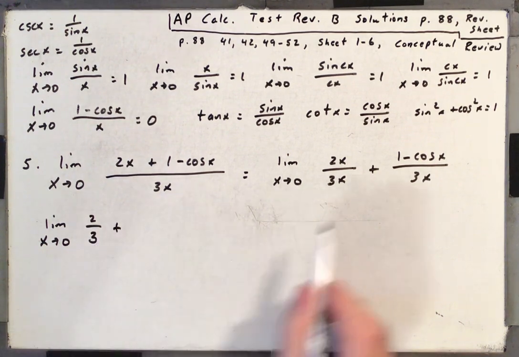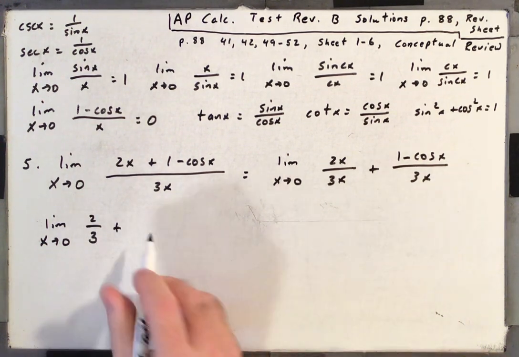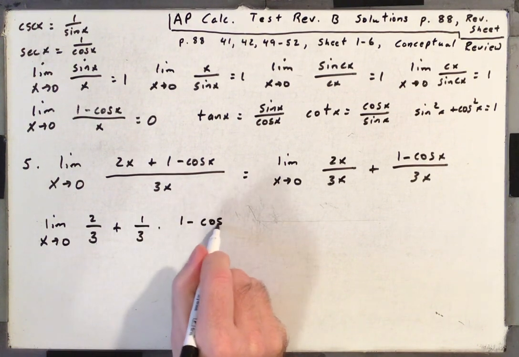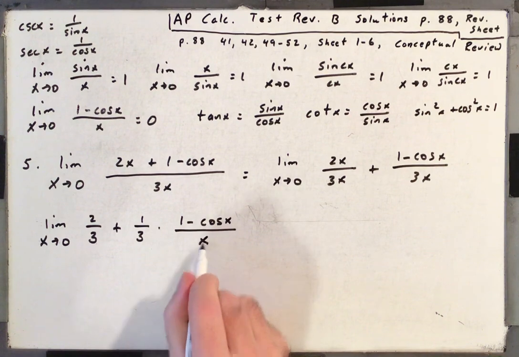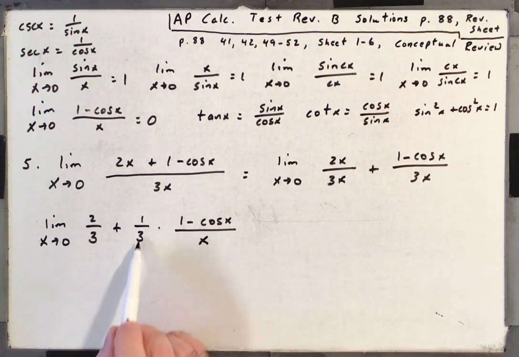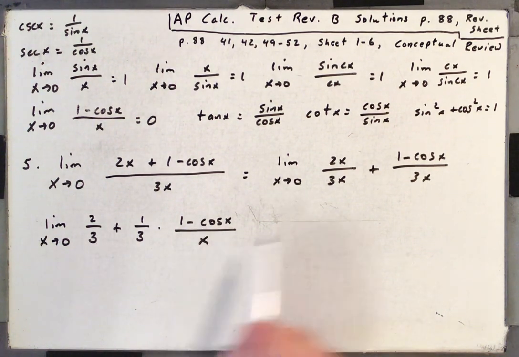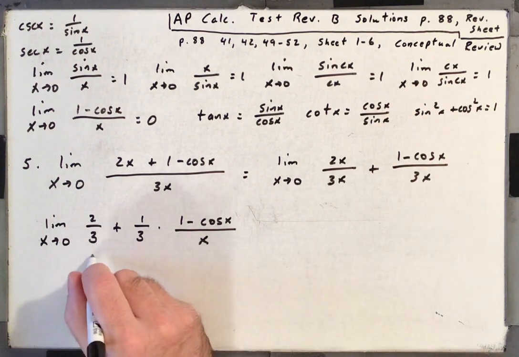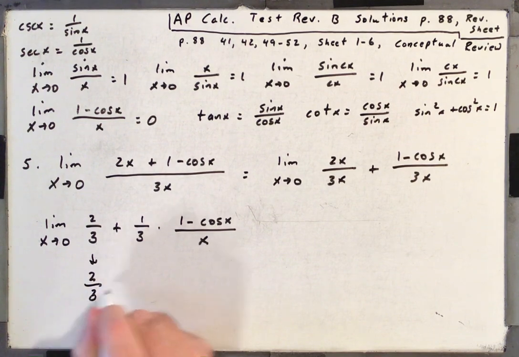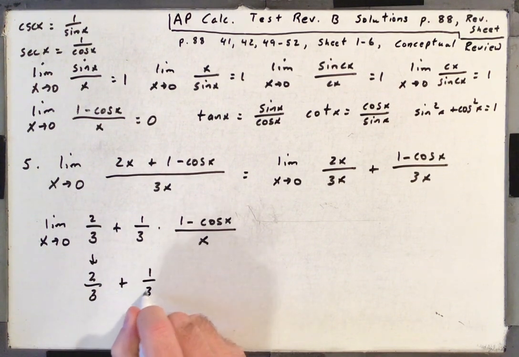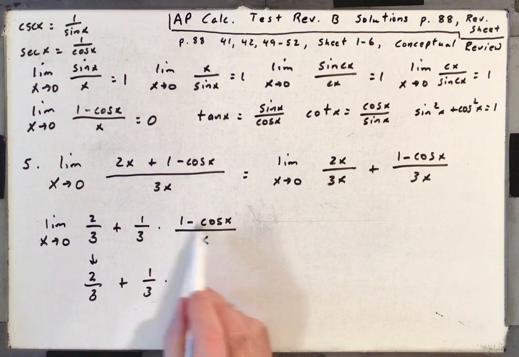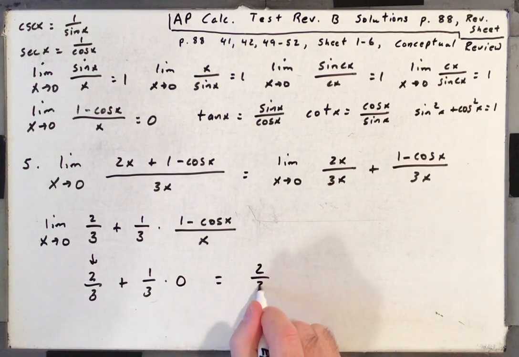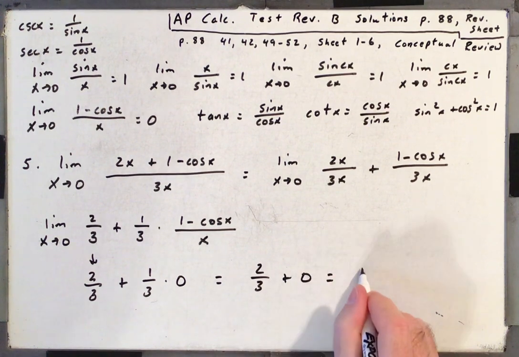Now, what could I do here? How about I factor out a 1/3? Is that the same thing? 1/3 times 1 minus cosine x over x is this? It is indeed. And so now we have 2/3 plus 1/3 times, what's the limit of 1 minus cosine x over x? It's 0. So that's 2/3 plus 0, which is 2/3.